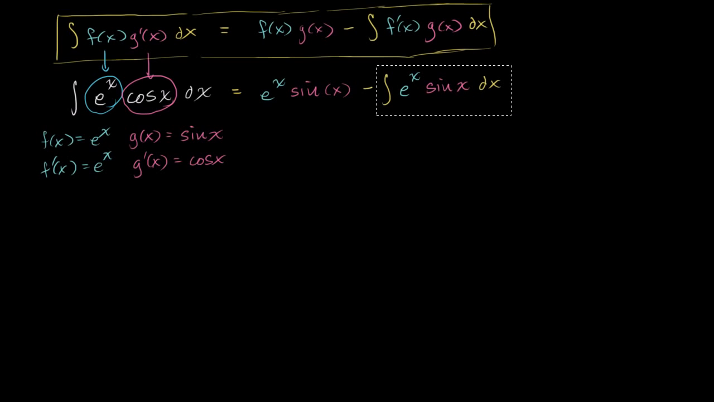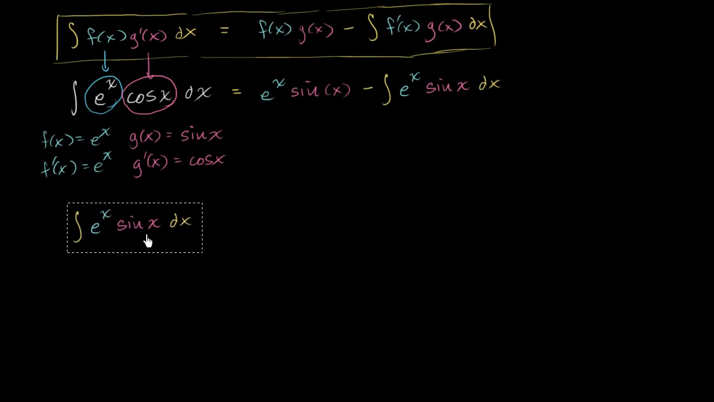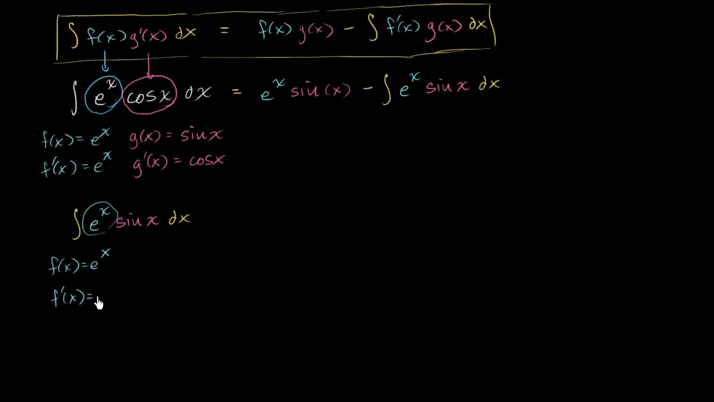So let me copy and paste it. Let's try to evaluate this thing right over here. And similarly, we can do it using integration by parts. So now let's set f of x, once again, equaling e to the x. So f of x is equal to e to the x, just like we did before. F prime of x is equal to e to the x. We could set g prime of x equal to sine of x. Then g of x, the antiderivative of sine of x, is negative cosine of x.